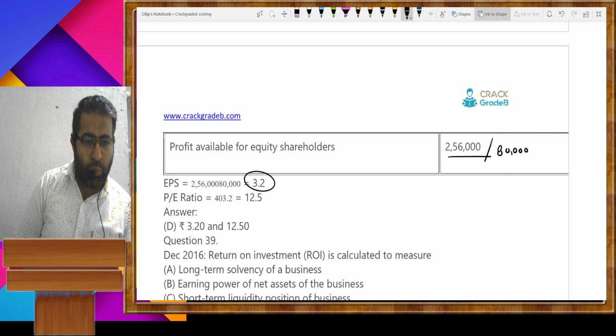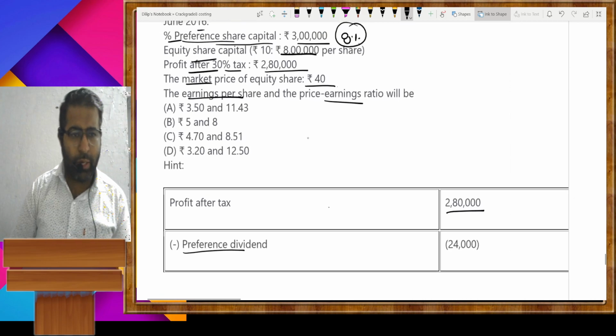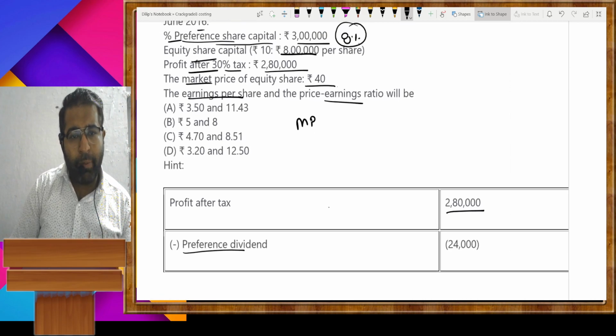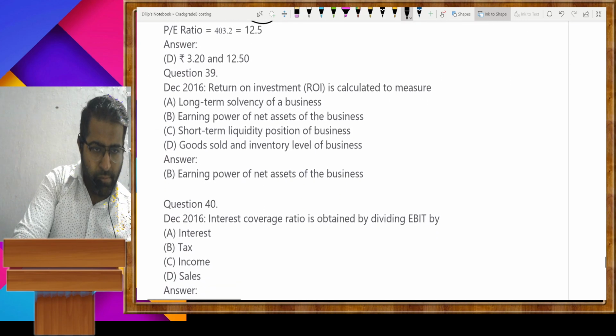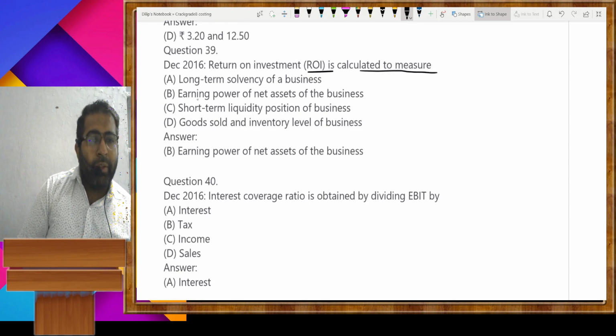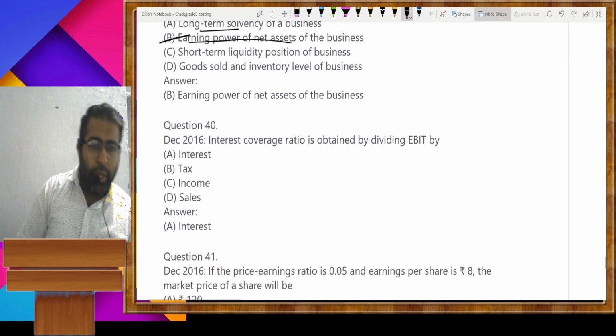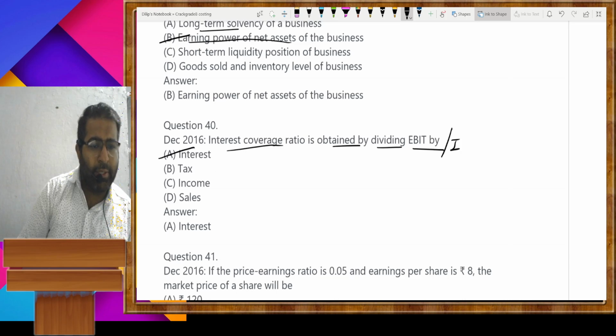And the price earning ratio formula: write the formula. PE ratio is market price of shares divided by earning per share. Return on investment is calculated for measuring long-term solvency, earning power of net assets. Yes, answer is B. Interest coverage ratio is obtained by dividing EBIT by I. So answer is A.